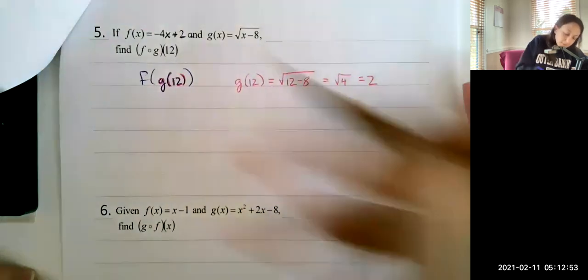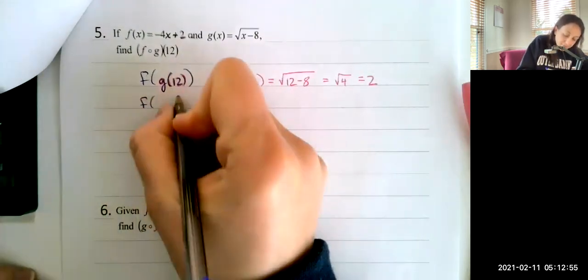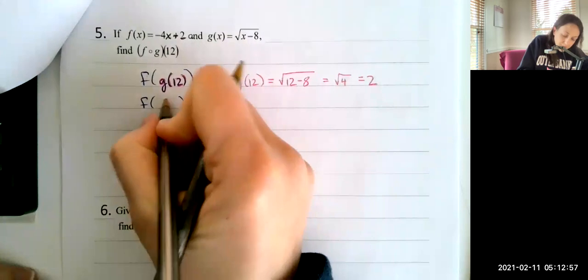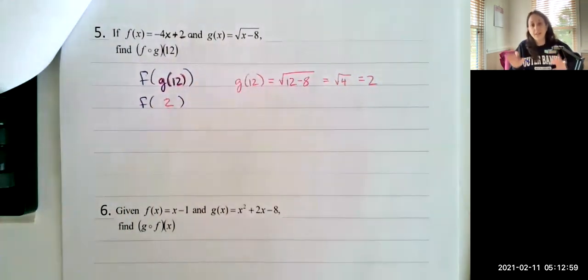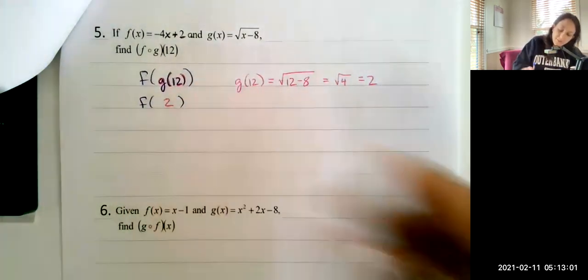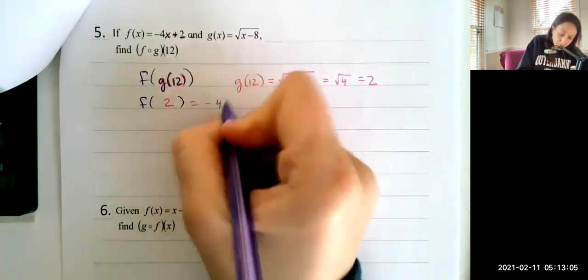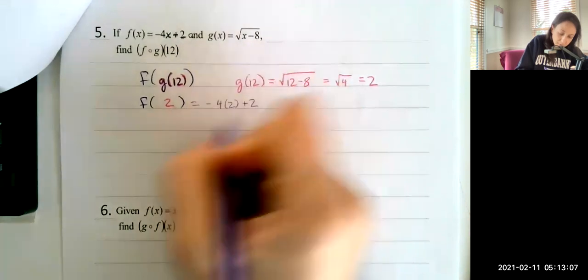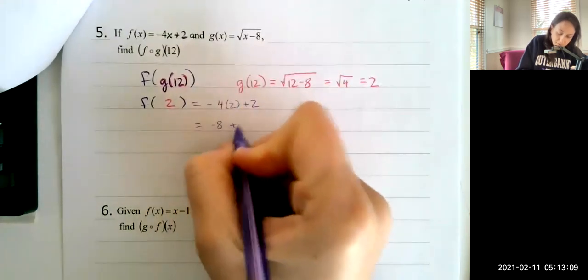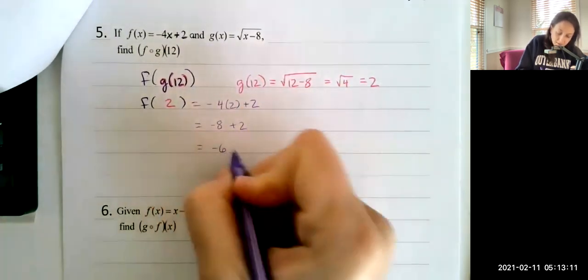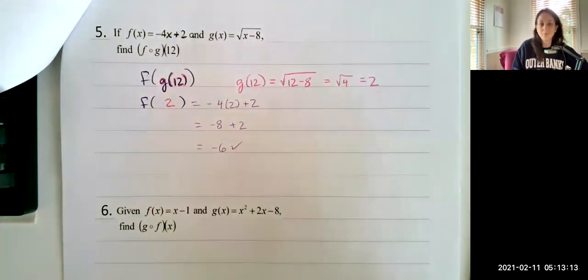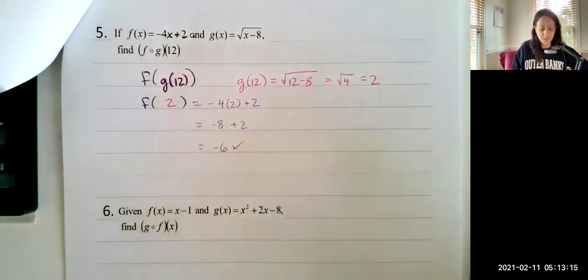Now I'm really doing f of 2. Way simpler. So my final answer here, f of 2, is going to be -4 times 2 plus 2. -8 plus 2, -6. Done. All right, see, I said 5 was quick and easy.